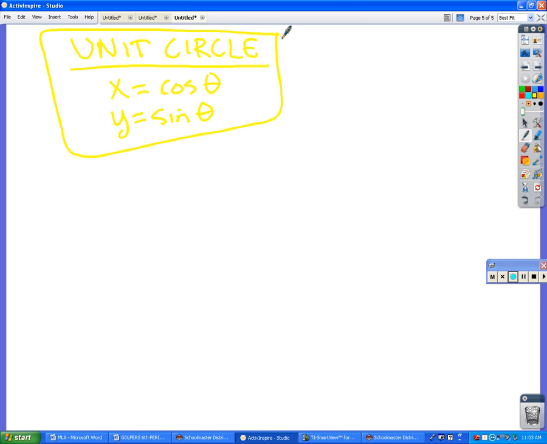If you took a science class, a physics class, you use that quite a bit in there as well. And it's really easy to remember which goes with which, because x comes before y in the alphabet, and c comes before s in the alphabet. So if you can't remember if x goes with cosine or sine, just think about it in alphabetical order.